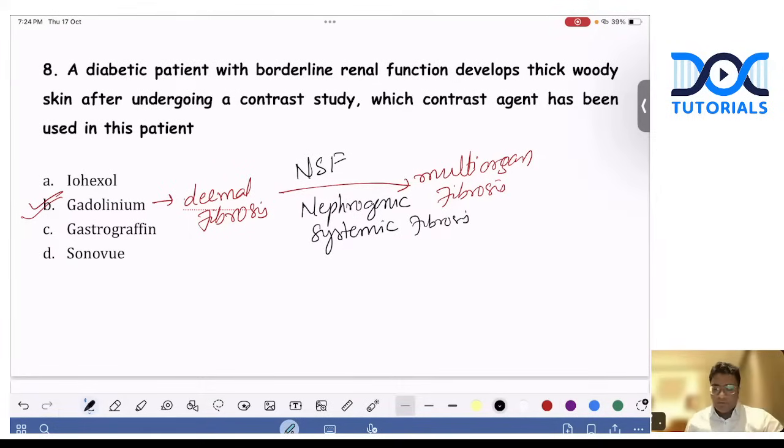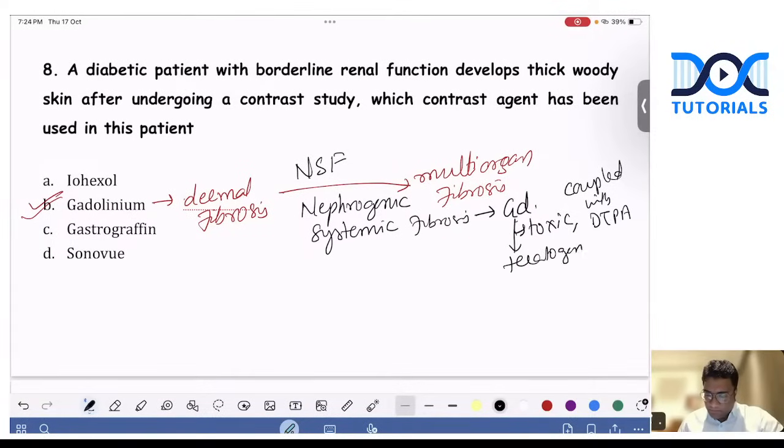So nephrogenic systemic fibrosis is a complication with gadolinium. Also remember, gadolinium is toxic, always coupled with DTPA. You should always give it coupled with DTPA. It is teratogenic also. Okay? So avoid it in pregnancy.